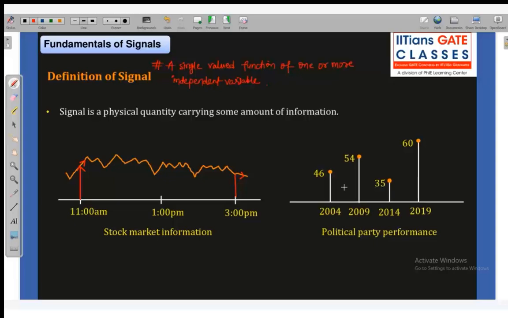Is it clear? Anything which you want to ask here about the signal? There are multiple ways to define the signal, and I have told you many of them. Clear?